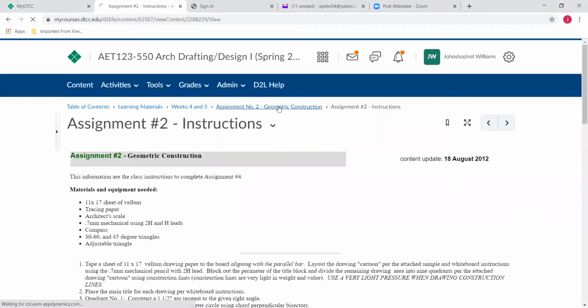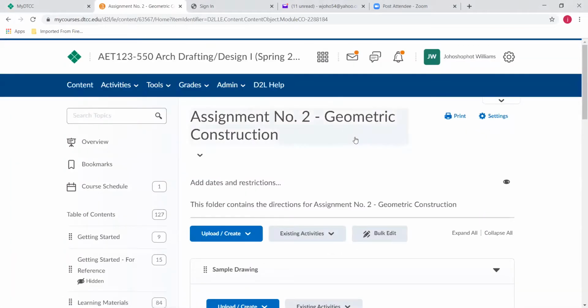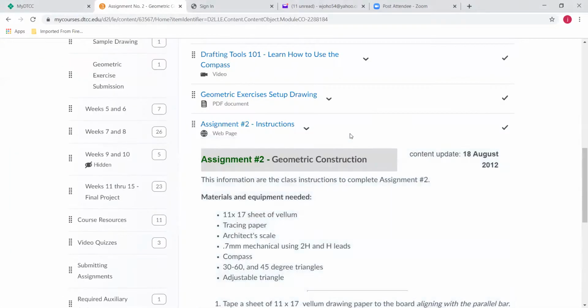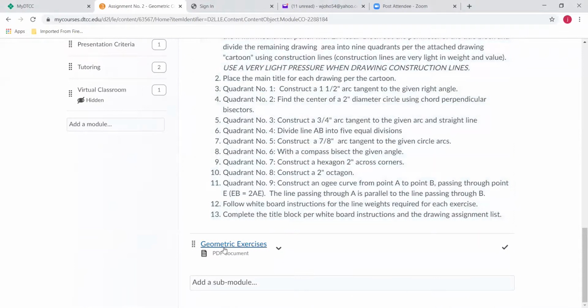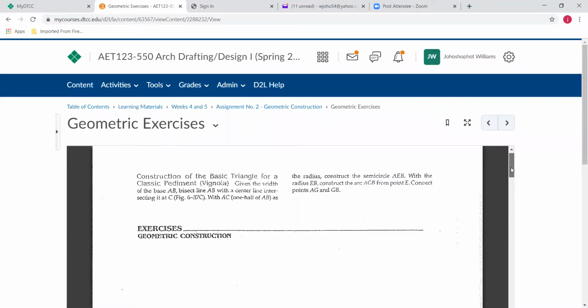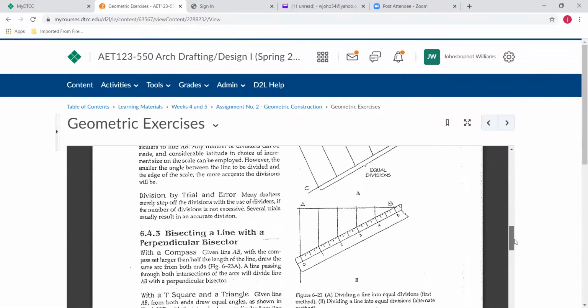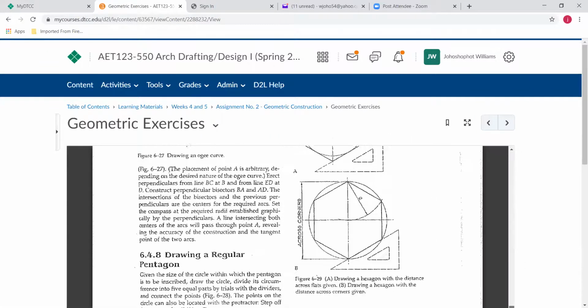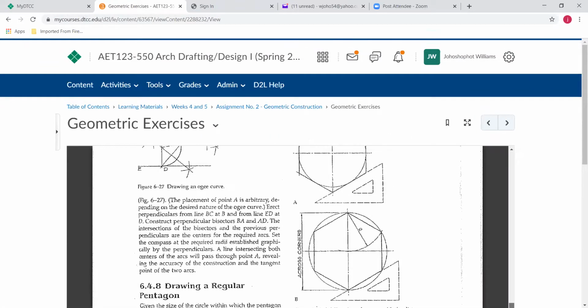All right, so let me come up here. Let's go back to assignment number 2. Let's come down to geometric exercises here. Open up the PDF again. Okay, let's scroll down. Keep going down. Okay, here we go. All right.